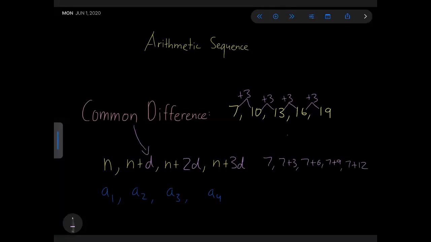Not too hard. And as you can see, A1 corresponds to n, A2 corresponds to n plus d, A3 corresponds to n plus 2d, A4 corresponds to n plus 3d. First, second, third, fourth term.